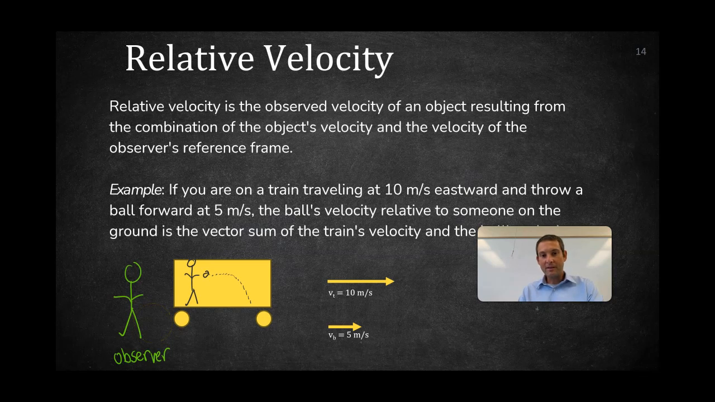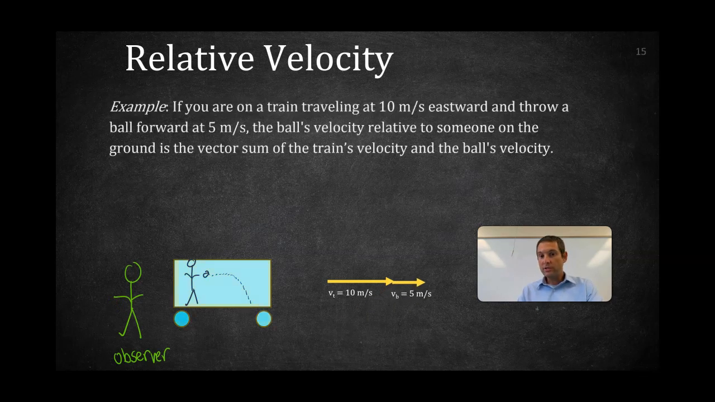Here we have the train's velocity of 10 meters per second to the right and the ball's velocity of 5 meters per second to the right. We're just going to add up these two vectors. 10 plus 5 will give the apparent velocity, or the relative velocity, relative to the observer of 15 meters per second.